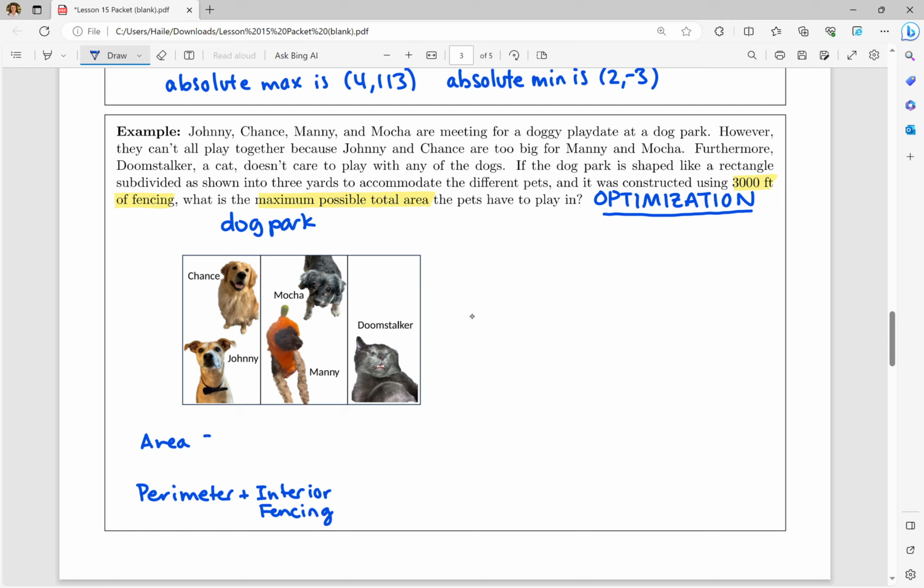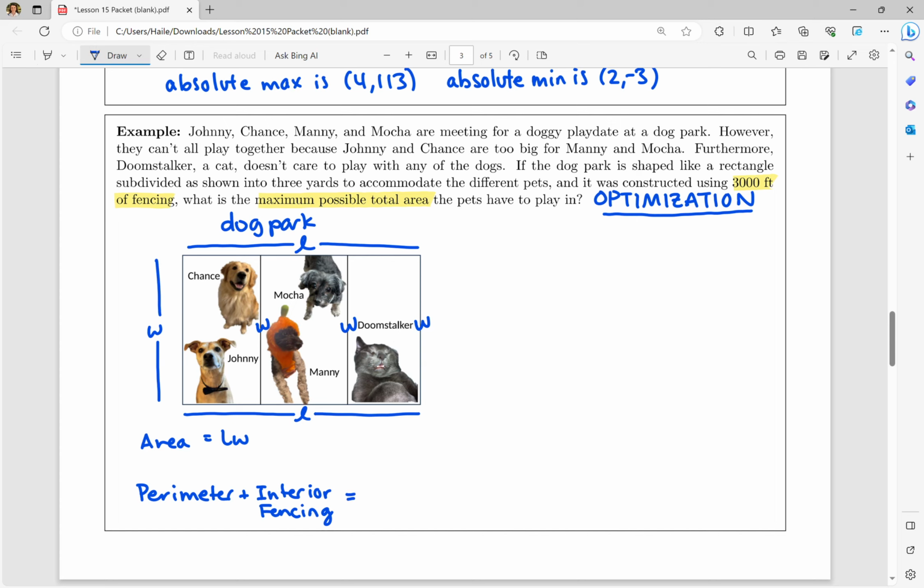So the area of a rectangle is length times width. So maybe let's label our picture a bit. We have our length is this length, our width is here. It doesn't really matter which dimension you pick to make L or W. Now what we want to notice is each of these individual fences in here is also a W, and this other side is also an L. That'll help us get our perimeter plus interior fencing, but our area is always going to be length times width.